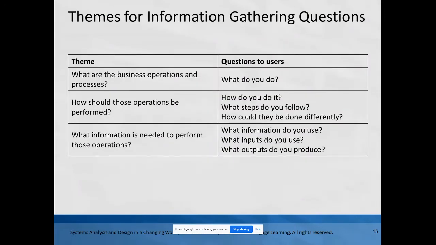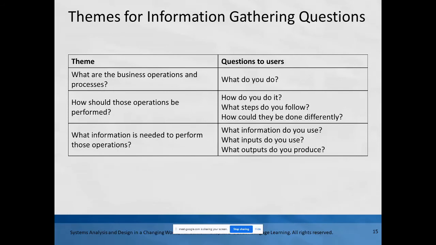Some more examples for general overall themes. If the theme is trying to figure out the business operation, you ask, what do you do? People love to talk about themselves. So you say, well, what do you do here? How these operations are performed, you might follow that. So again, these are the more unstructured side. Well, how exactly do you do this? And what steps do you follow? And how could they be done differently?